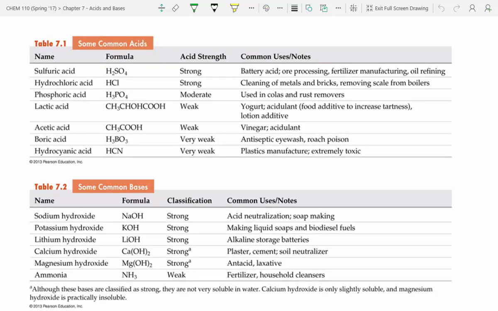What makes an acid a strong acid? Anybody remember? Yeah, it completely dissociates into anions and cations, right? Where a weak acid doesn't completely dissociate. It likes to stay covalently bound to its proton.